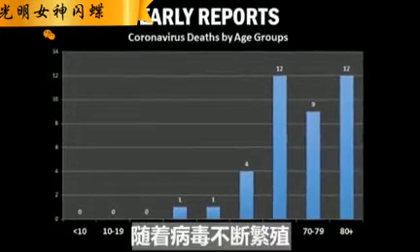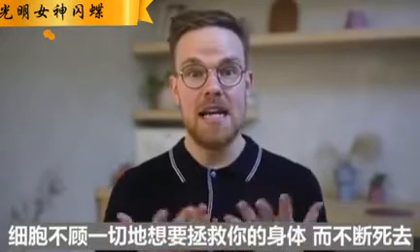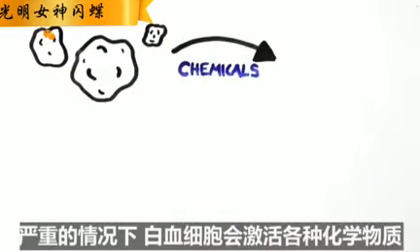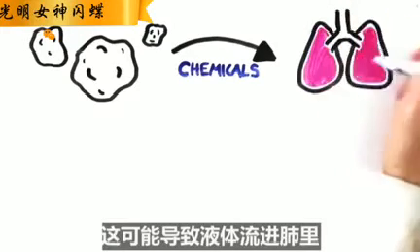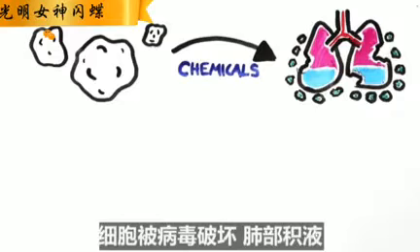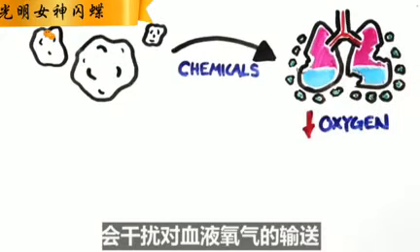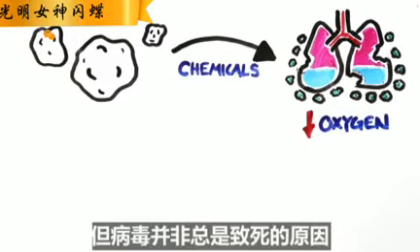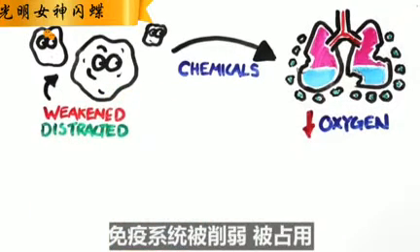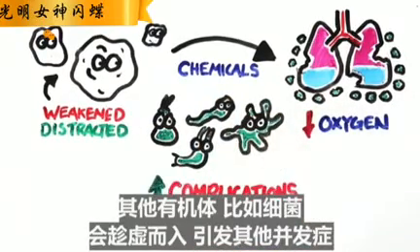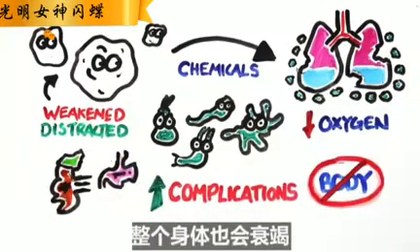As the virus continues to proliferate and cells continue to die, in a desperate attempt to save your body, your immune system can go into overdrive. In severe cases, white blood cells are responsible for activating a variety of chemicals, which can cause the leaking of fluid into your lungs. And this combination of cellular destruction from the virus and fluid-filled lungs interrupts the transportation of oxygen into the bloodstream, which can lead to suffocation and organ failure. But the virus isn't always the cause of death. Often, with a weakened and distracted immune system, other organisms like bacteria are able to take advantage of the body, causing further complications. As organs begin to shut down, the whole body can as well.